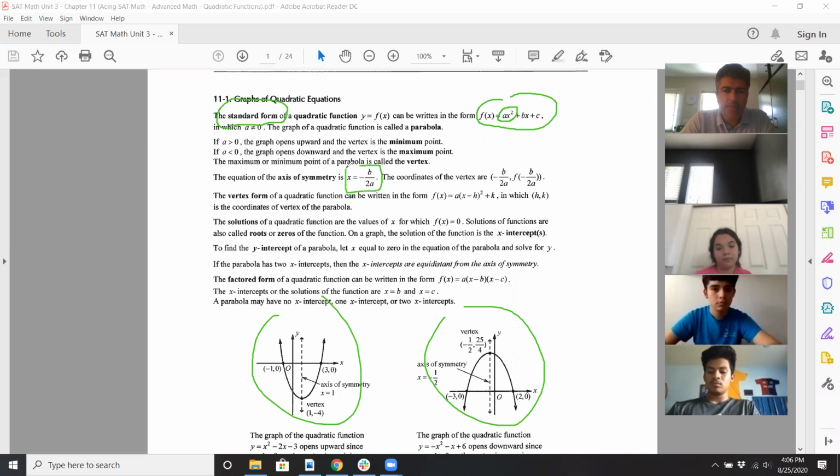Axis of symmetry. It's kind of good to know that negative b over 2a is the axis of symmetry. Some people try to memorize the formula and forget why it works. The way you can actually understand why this works is through the quadratic formula, which is something that most people do know. We kind of beat that into you guys over and over again.